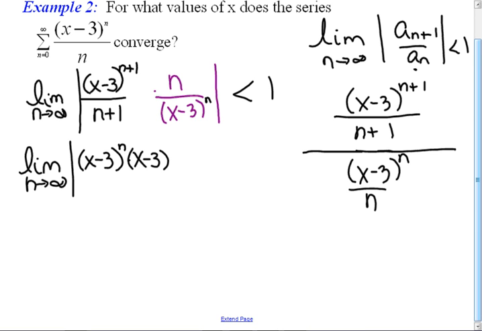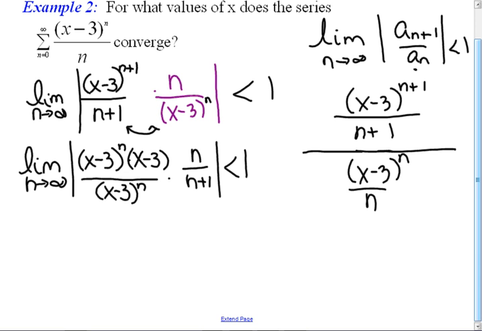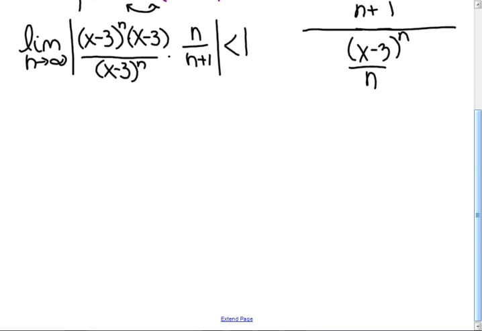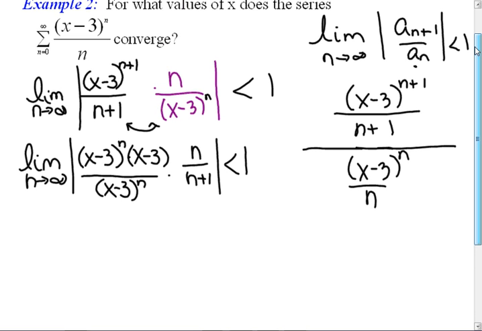And now let's switch these factors. Then that's x minus 3 to the n. I don't have to do it, it's just easier to see. Then this is n over n plus 1. All I did was switch the factors. I took these two factors and switched them. I put the x minus 3 on the left side and n plus 1 on the right side. Because if this is an exponent of 1, this is when you truly learn your exponents.